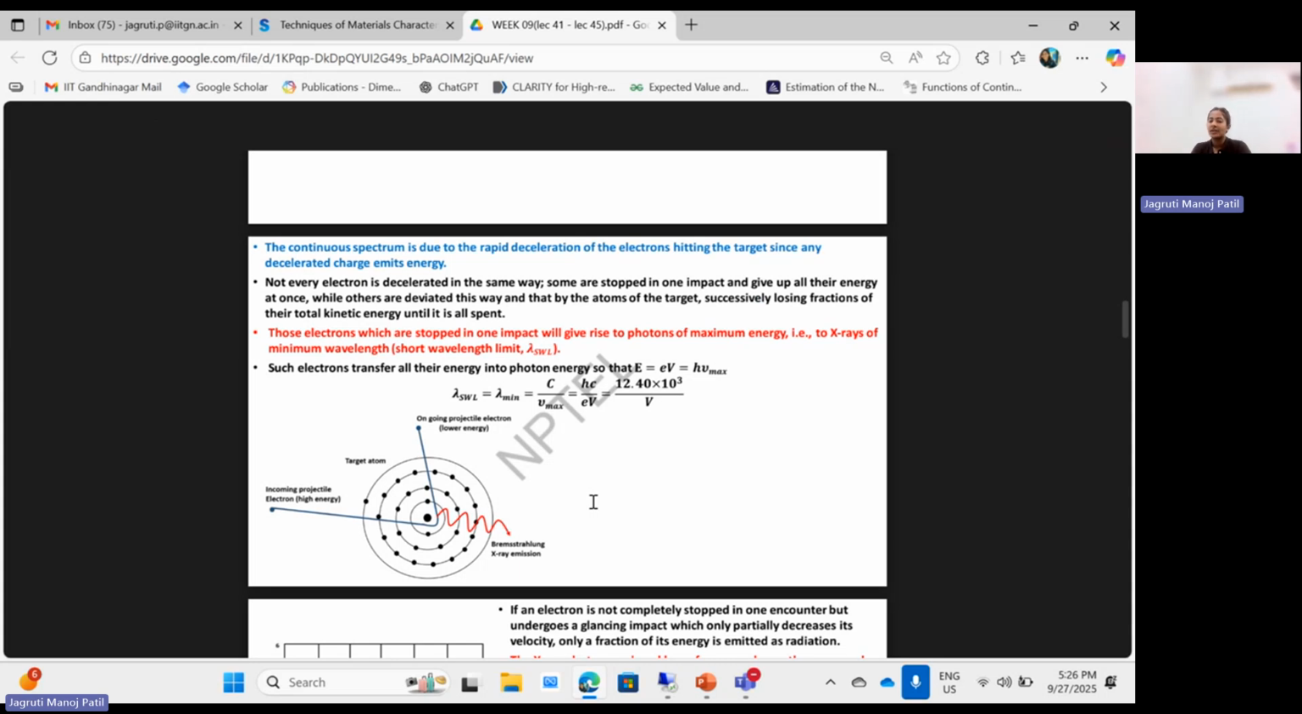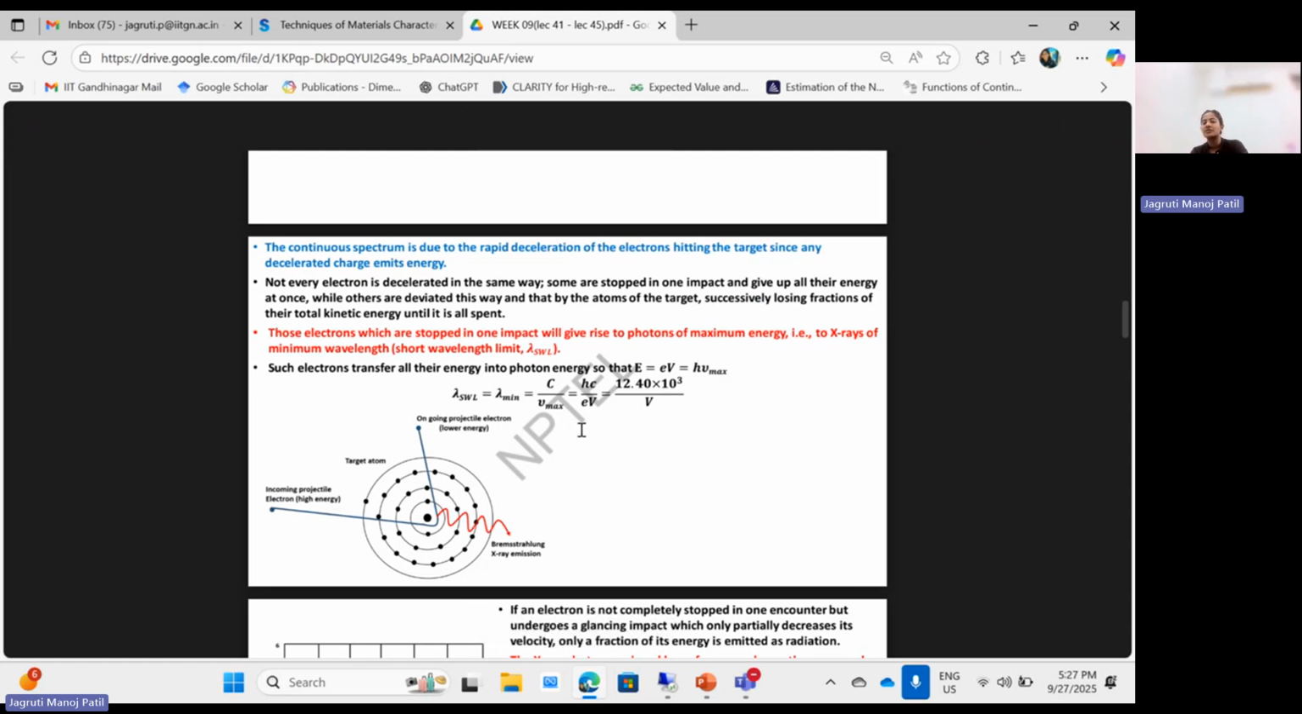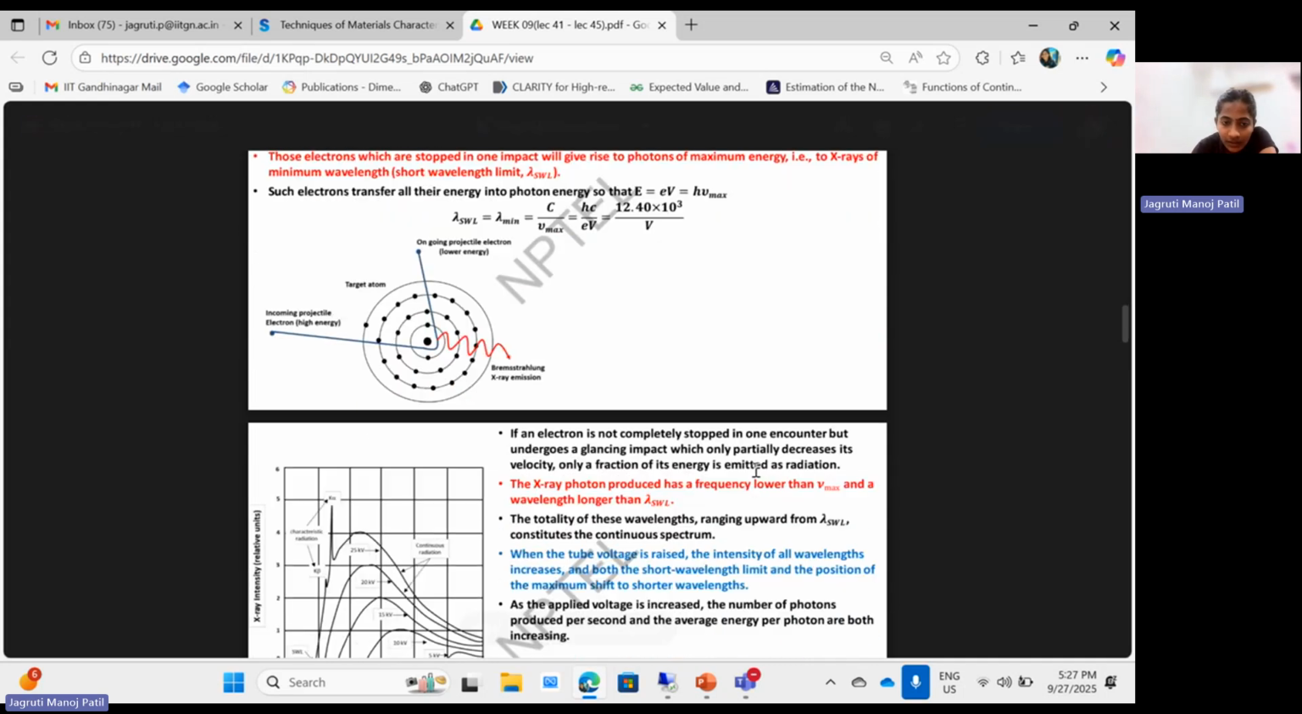Now, another way is to replace it. So it would be c by lambda. Sorry, it would be hc, so you convert it back. If you know the energy as electron volt, you can also represent it as h nu max, and then you can also add it. So nu max can be written as h by eV. You just replace those terms over there, and there you go, you have an equation of the relationship between the electron volt, the volts, and the wavelengths that you have, right?